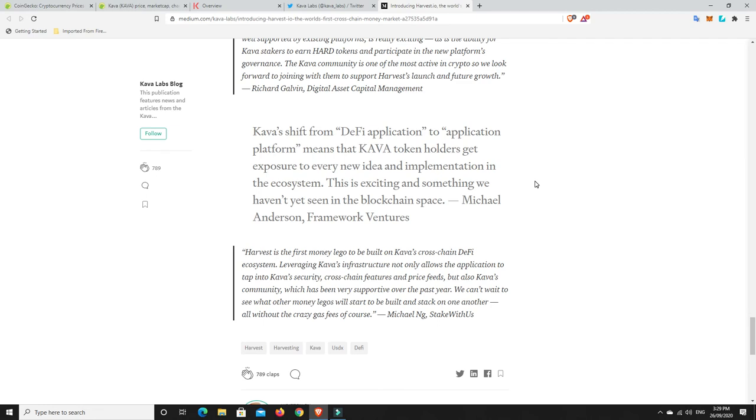Leveraging Kava's infrastructure not only allows the application to tap into Kava's security, cross-chain features and price feeds, but also Kava's community, which has been very supportive over the past year. We can't wait to see what other money Legos will start to be built and stack on top of one another, all without the crazy gas fees.